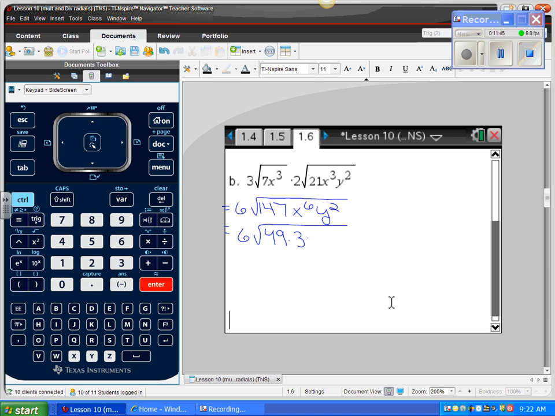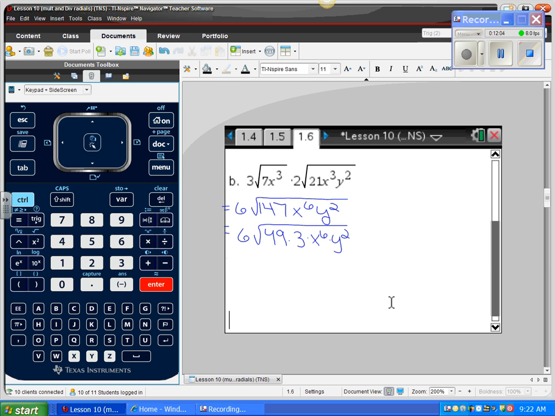Do I need to break down x to the 6th? What's my index? Does it divide into 6? So do I need to break down? No. Leave it x to the 6th. How about y squared? Do I need to break that down? No. Okay.